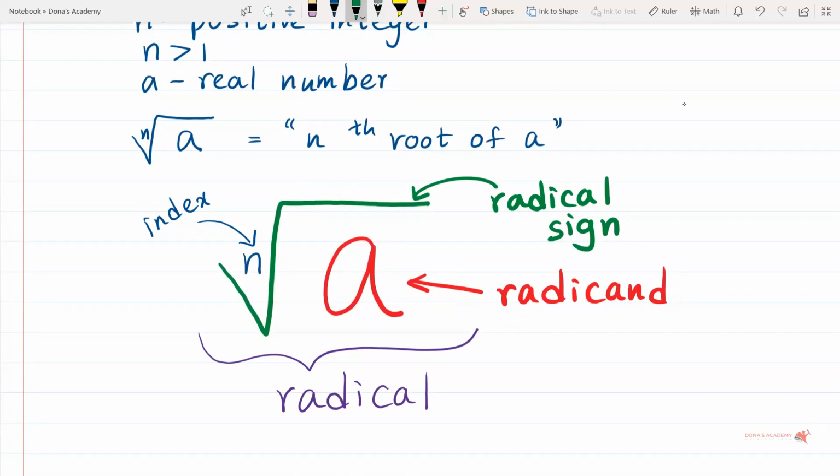All right, now let's consider some properties. Not exactly properties, a couple of definitions of radicals.